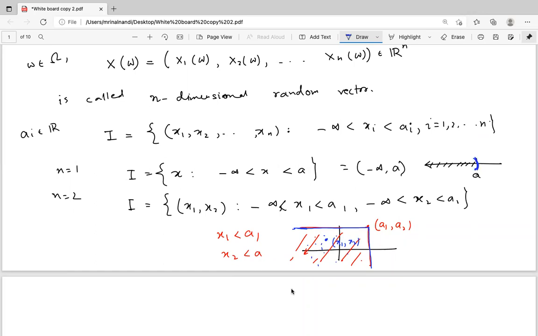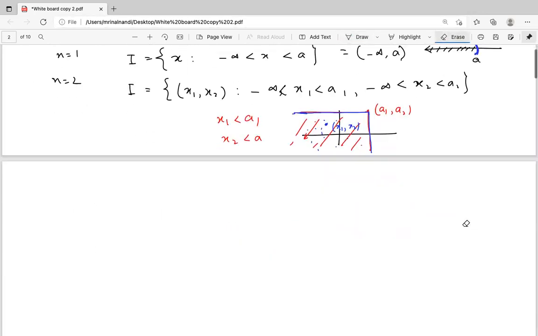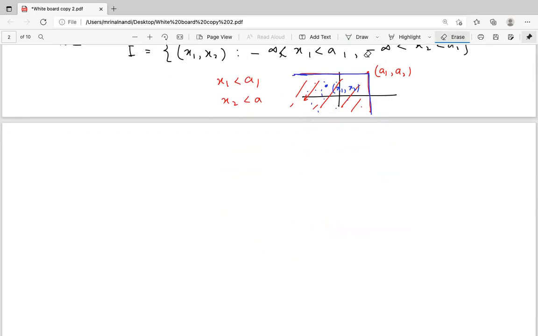For three dimensions it is just a model in R^3, and for more than three dimensions you can't visualize this. So these are the intervals. Now, this is all the intervals, and what is the inverse image?